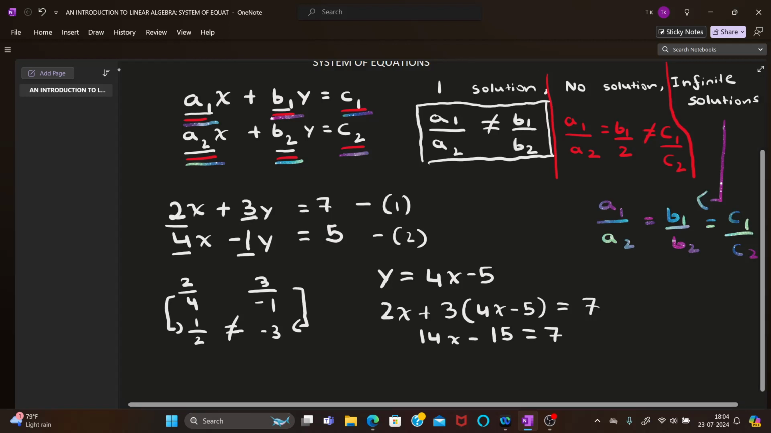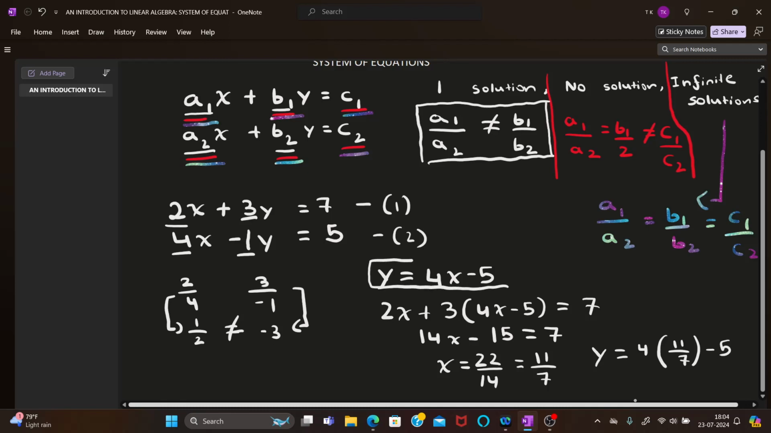So 14x is 22. So x is 22 over 14, which is 11 over 7. So now we know that this is our x value. We can plug it into y. y is equal to 4 times 11 over 7 minus 5. I'm plugging x, which is 11 over 7, into this equation, and we expand and simplify, and we get y is 9 over 7.